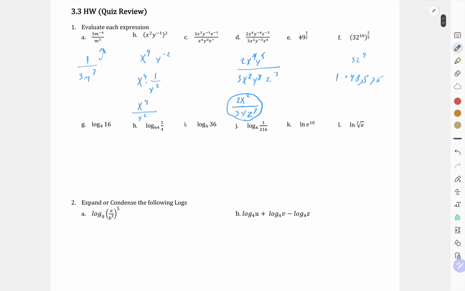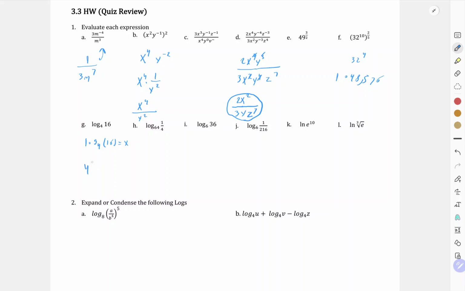But that's for these. And now when you want to evaluate logs, well, logs are kind of weird when you first approach them, but they're not really hard. Essentially, the base of the log is this little number below it, and the one next to it is the argument. You need to look at the log like this. So log base 4 of argument 16 is equal to x, right?